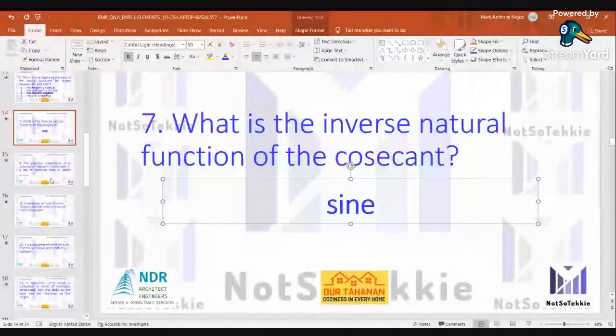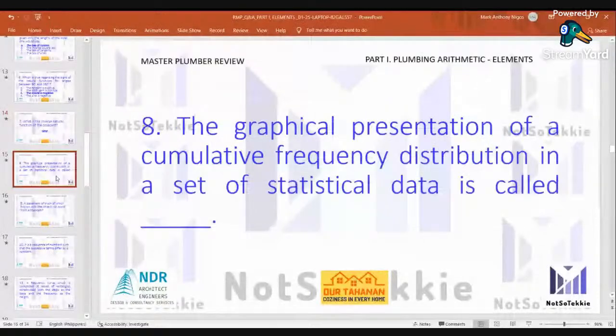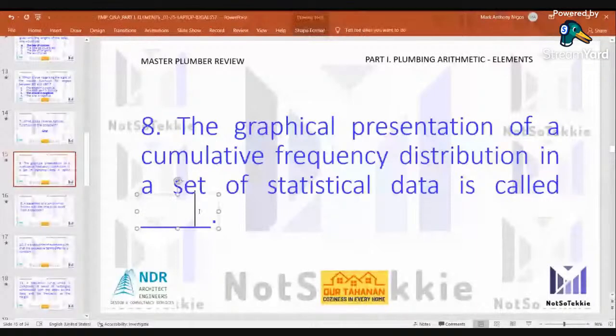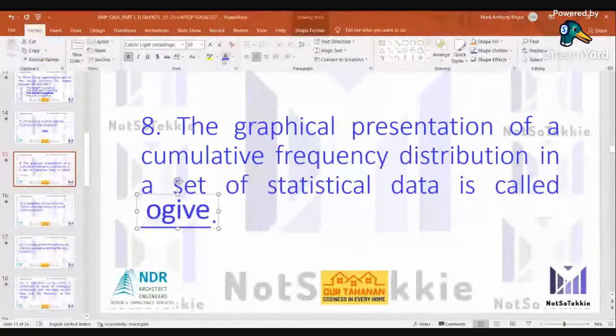Number 8, graphical presentation for cumulative frequency distribution in a set of statistical data is called what? The answer is ogive. The graphical presentation of a cumulative frequency distribution in a set of statistical data is called ogive.